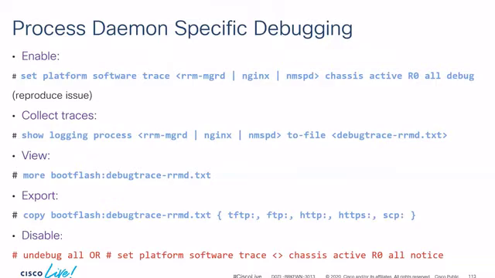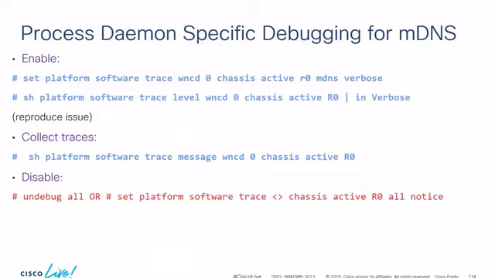Then go ahead and reproduce the issue that you're looking into, and then collect the traces. Again, the traces typically get saved to boot flash, and they can be viewed there, or they can be exported. And once you're done, you need to reset the debugging back to the notice level or set it back to default. Now, as I mentioned before, you can either do it for a process, or within a given process, you can choose to do a submodule alone and increase its debugging level.